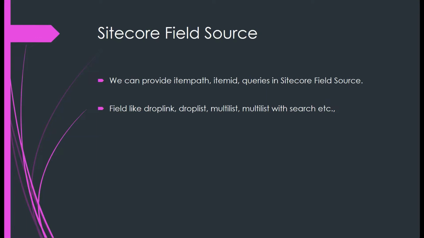Whatever the output of the source field collection will be displayed in the droplink or droplist or multilist search field. That is the advantage of this source field. I'm going to show you a demo of how this can be achieved using normal item ID and queries. Let us go into the demo.